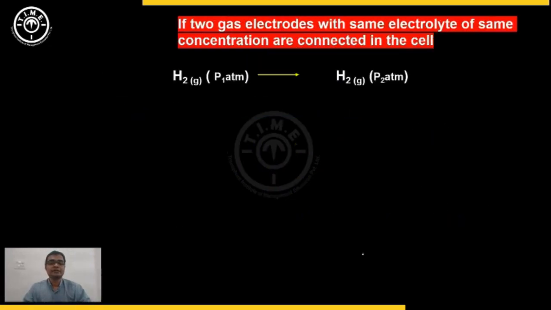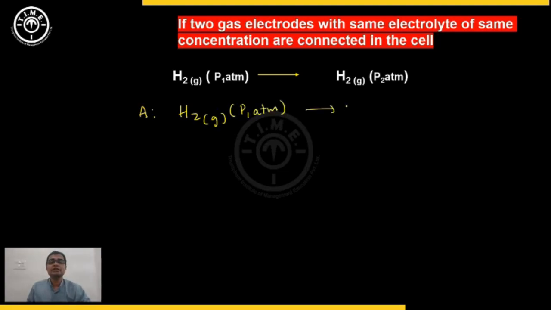Okay. Next, if two gas electrodes with the same electrolyte of the same concentration are connected in the cell. For example, H2 gas at P1 atmosphere gives H2 gas at P2 atmosphere. This is the overall cell reaction given. Now you have to write the anode reaction. At the anode, what is happening? Hydrogen gas, its pressure is P1 atmosphere.